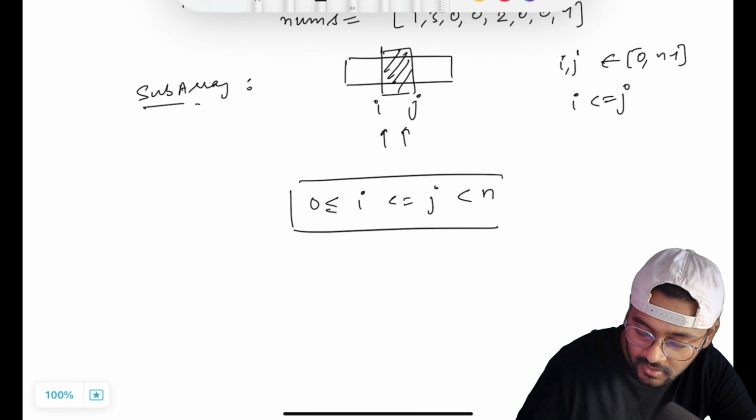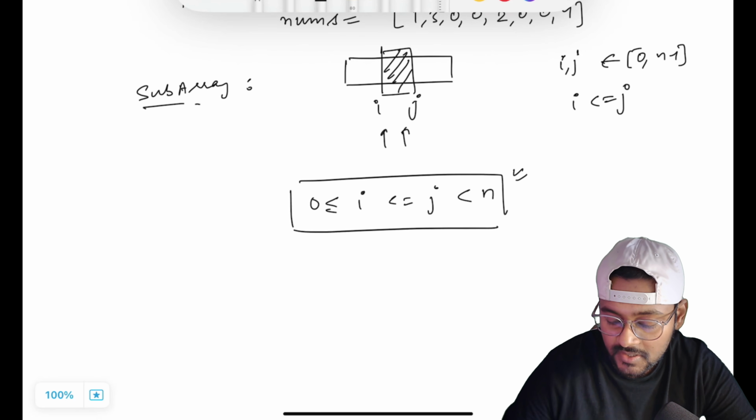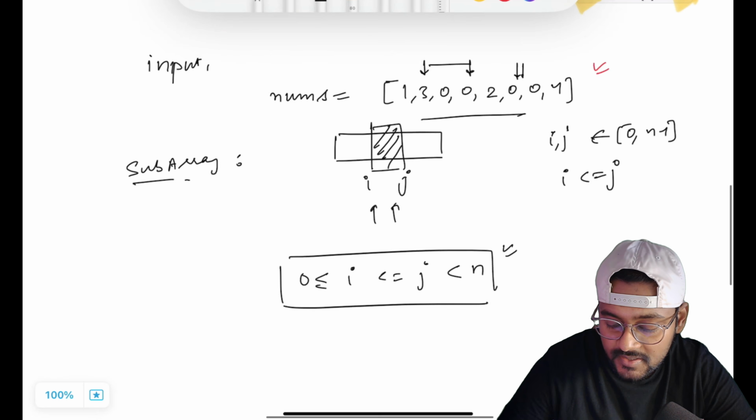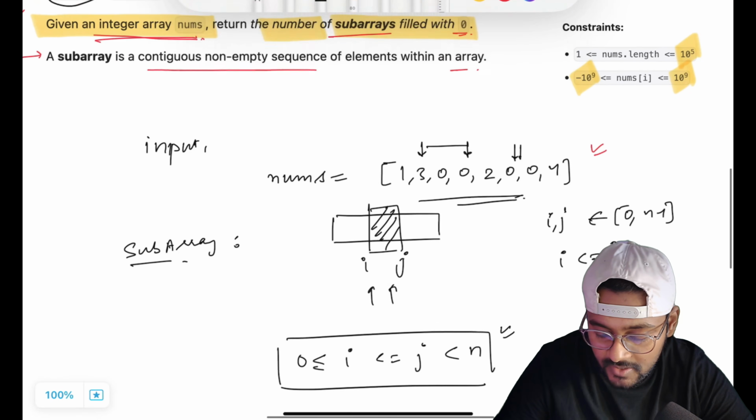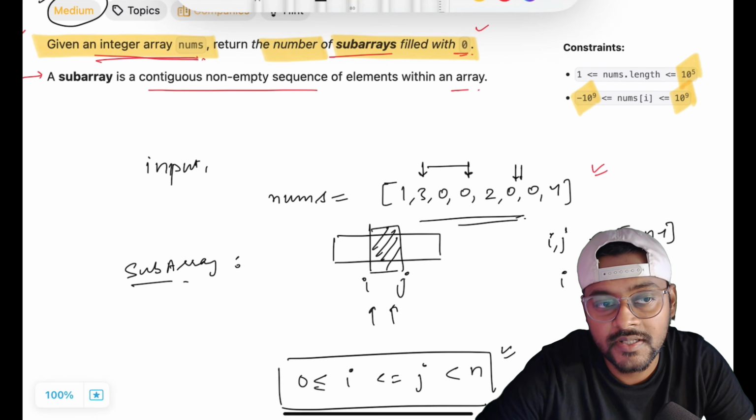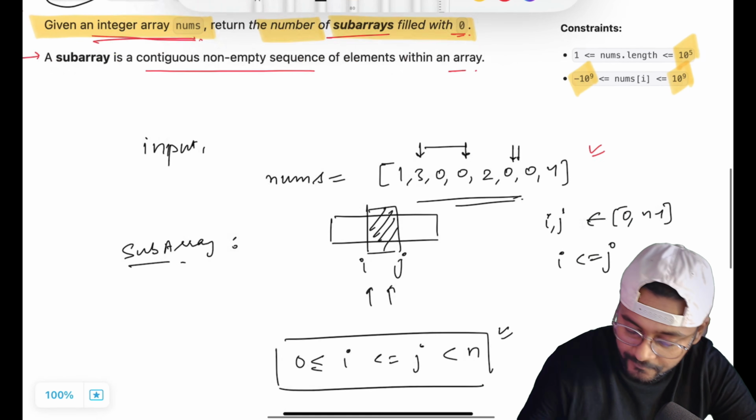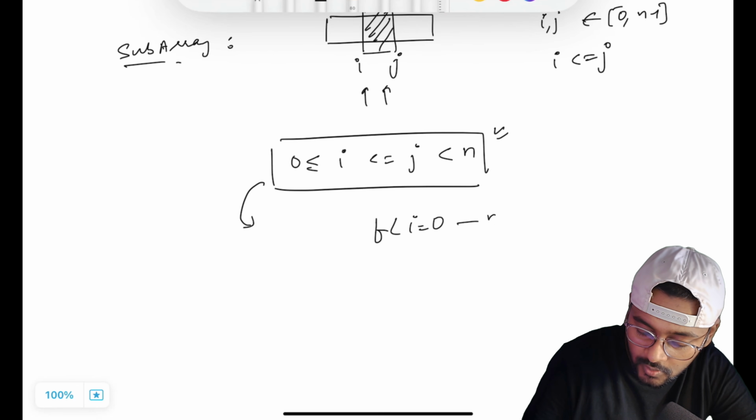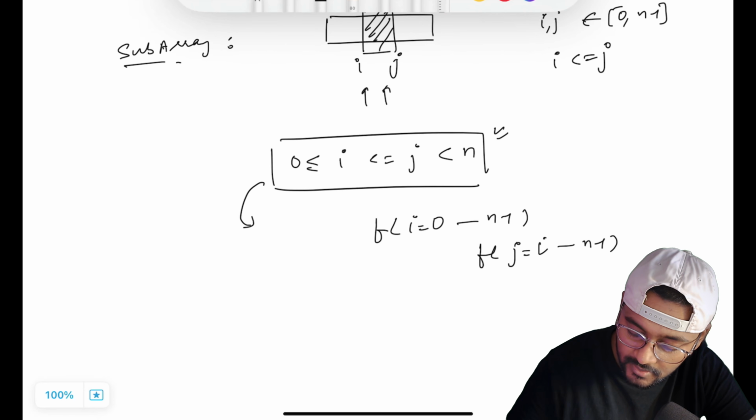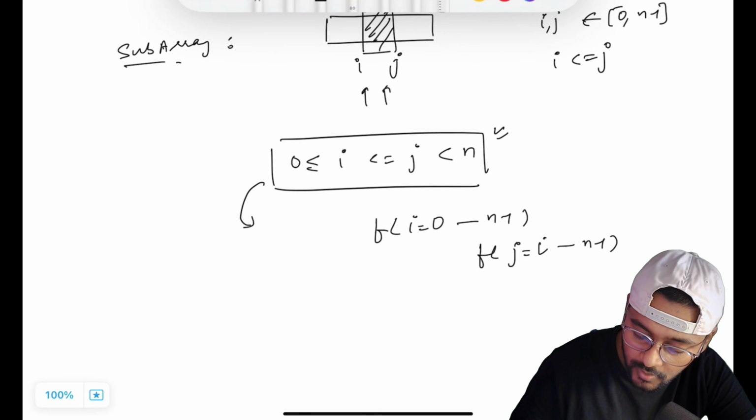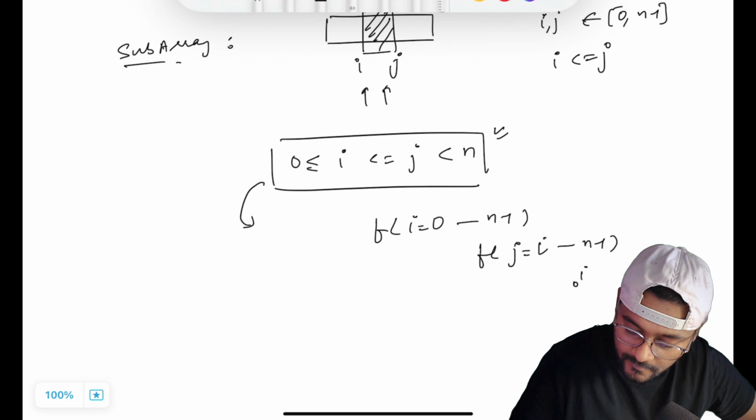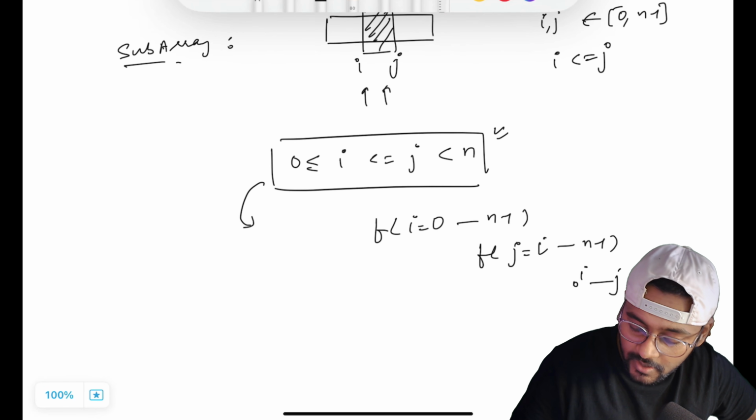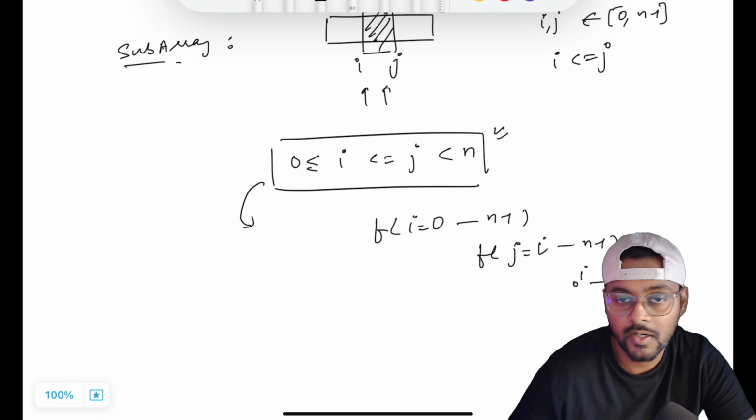So this is the definition of a subarray. If this is the definition, why not just check all the subarrays in the given array? If I check all the subarrays and see whether all the elements are 0 or not, it's pretty simple. If I write this template in code, i will go from 0 to n minus 1, and j will go from i to n minus 1. By writing these two loops, I know that from i to j, I have a subarray, and I know all the subarrays.